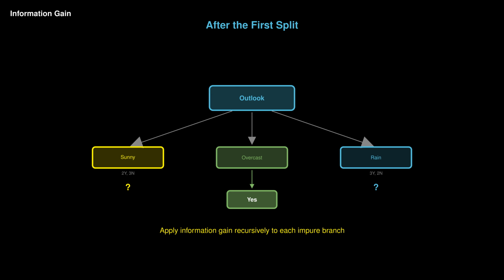We apply information gain again recursively to each impure subset. The same process repeats until every leaf is pure, or we decide to stop. That's how we build the entire decision tree.